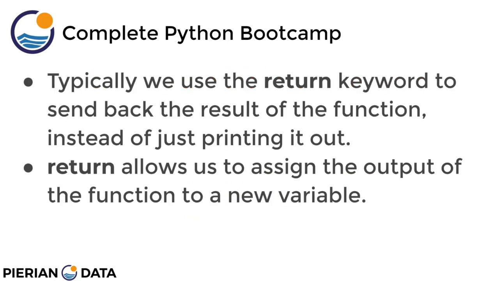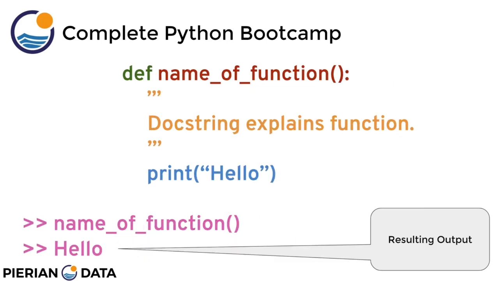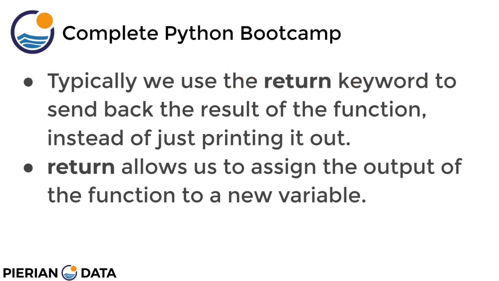Now typically, however, we're going to use the return keyword to send back the result of the function instead of just printing it out. So far, if we take a look at our examples here, we've just been using print inside of the function calls, like print hello or print hello plus name. In general, you're very rarely just going to have a print inside of a function, because you might as well just call print outside of the function. Instead, you're going to use what is known as the return keyword. And return allows us to assign the output of the function to a new variable.